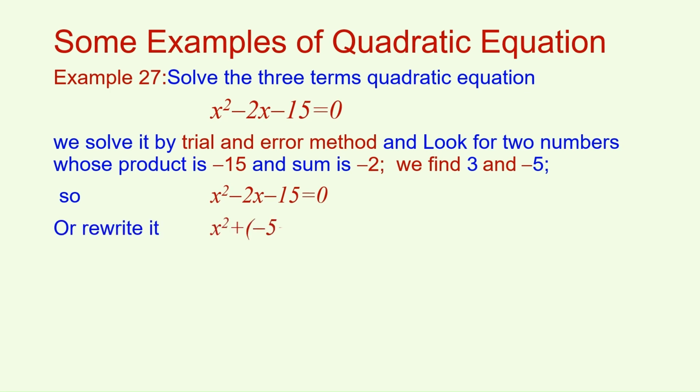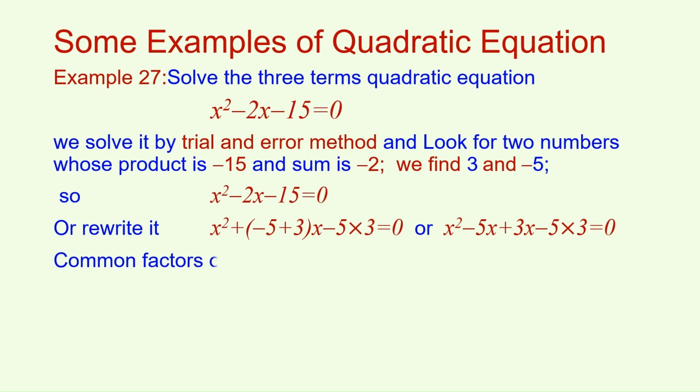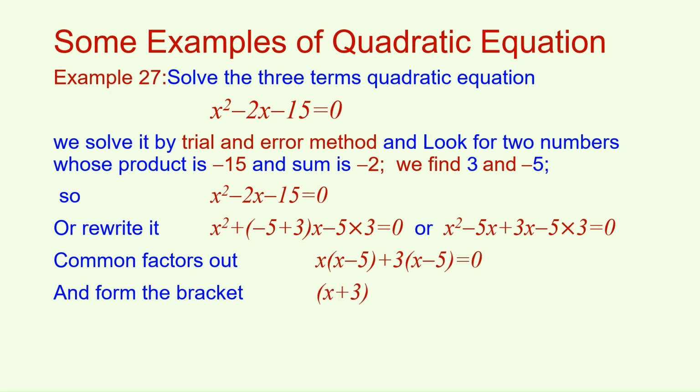So x squared minus 2x minus 15 equals 0 can be rewritten as x squared plus minus 5 plus 3, x minus 5 times 3 equals 0, or x squared minus 5x plus 3x minus 5 times 3 equals 0. Taking the common factor out, x times x minus 5 plus 3 times x minus 5 equals 0, or x plus 3 times x minus 5 equals 0.